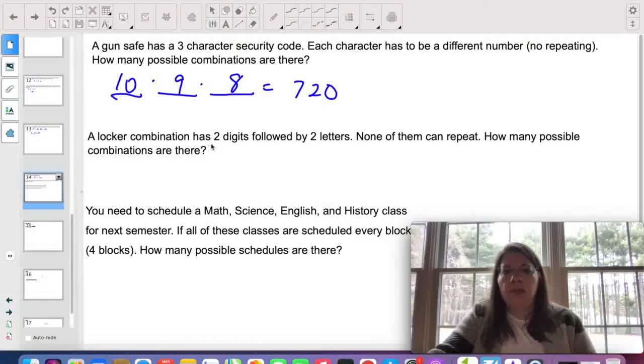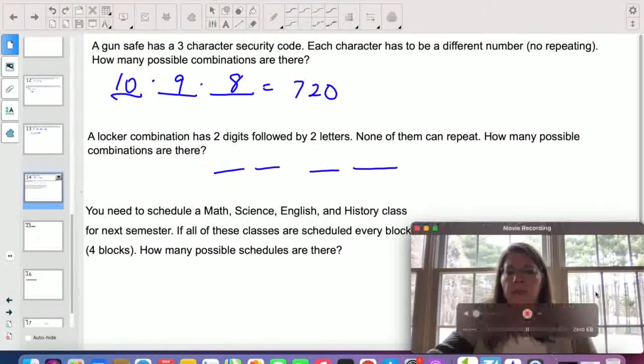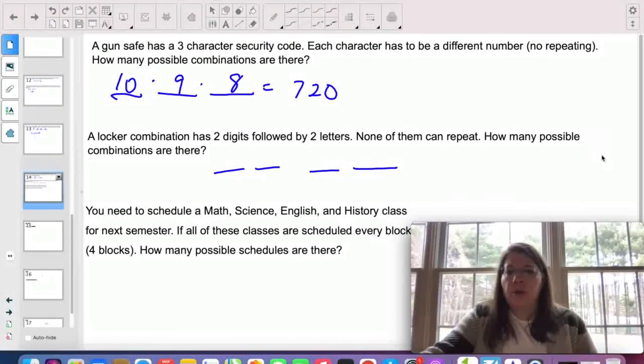A locker combination has 2 digits followed by 2 letters. None of them can repeat. How many possible combinations are there? So 2 digits followed by 2 letters. That's 4 blanks. The 2 digits, remember digits are numbers. None of them can repeat.